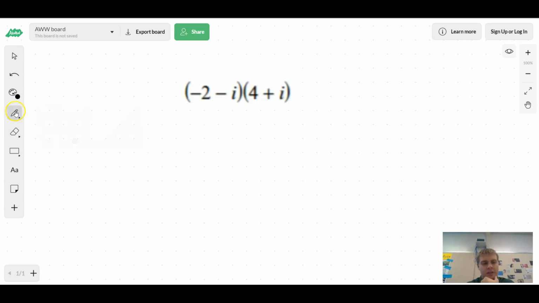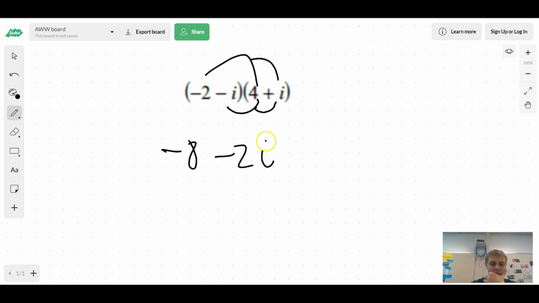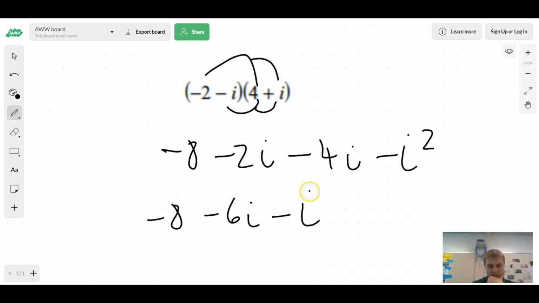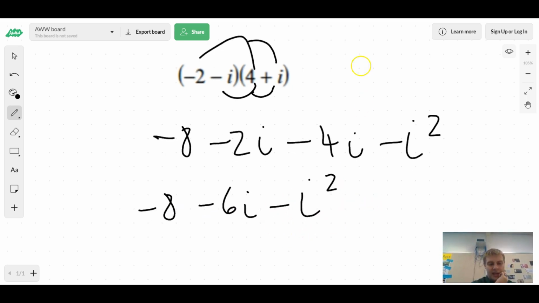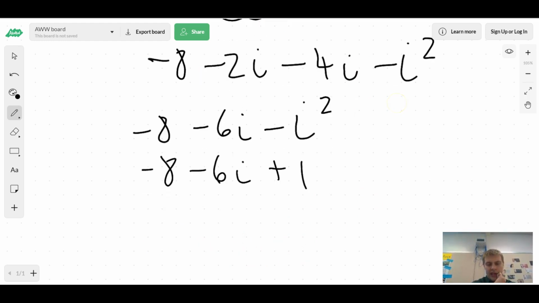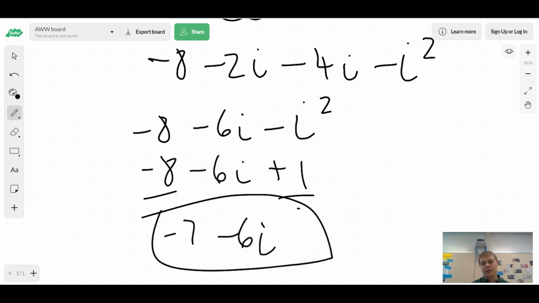Let's try the next one. This is really similar to yesterday. We're just going to distribute. I'm going to get negative 8 minus 2i minus 4i minus i squared. That's going to be negative 8 minus 6i minus i squared. We know what i squared is. It's negative 1, so it's going to flip that sign. So we're going to get negative 8 minus 6i plus 1. And I know a positive 1 and a negative 8 is going to give me negative 7 minus 6i. And that would be my final answer.